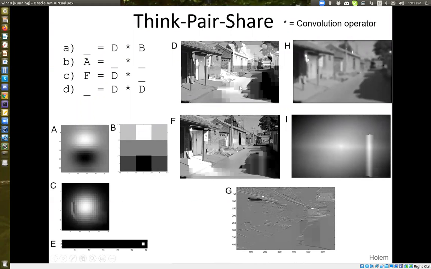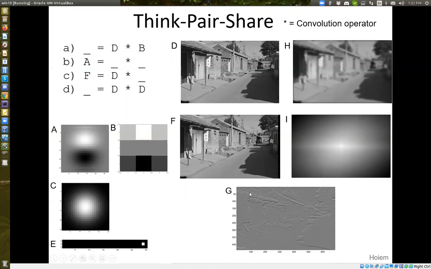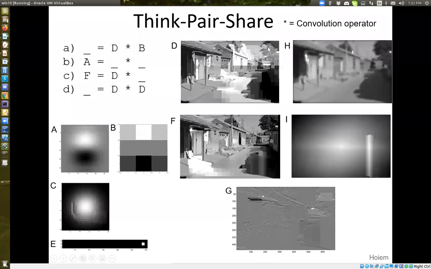We have lots of combinations here, right? Where do we get h? What is h? Do you know? It's a convolution of two things. Can you tell where h is coming from? This is a first question, I guess.